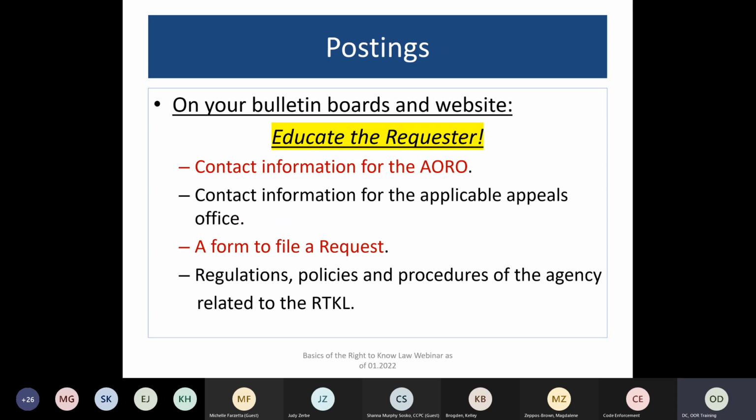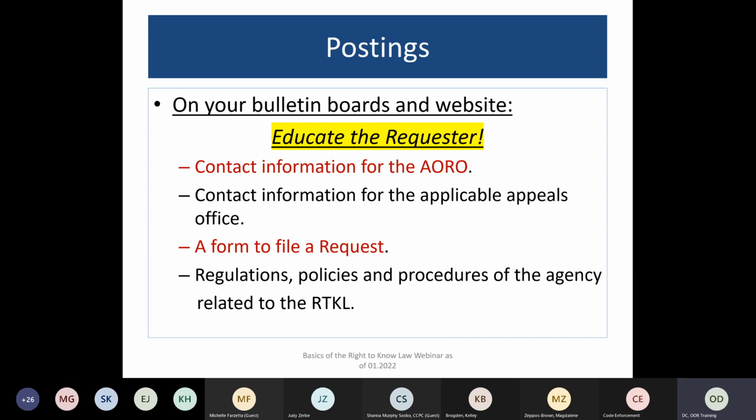Postings. Yeah, you have to have postings physically within your offices, or if you have a website, then it needs to be part of your website, your web pages. And it needs to include, again, the contact information for the arrow. Look at this from the public's perspective. They don't know anything about this law or how your borough, how your school district operates. So you need to educate them and use your postings and your websites to do that.